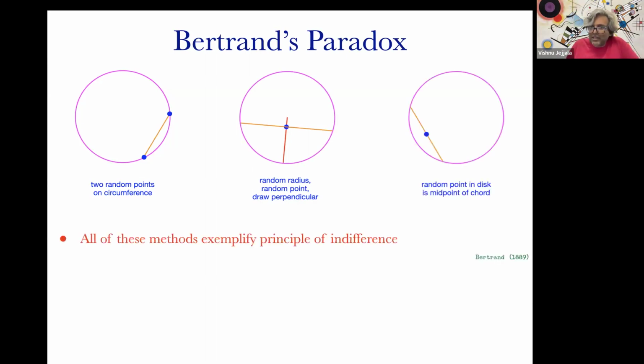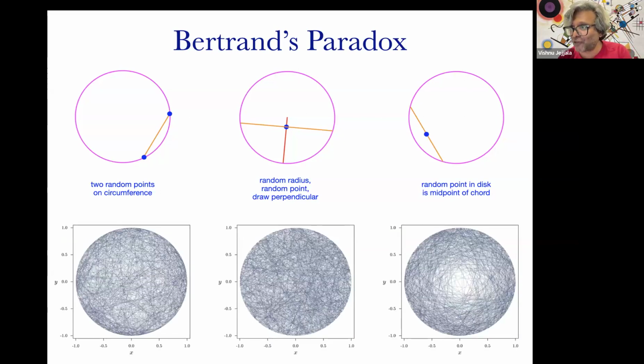A third way is to choose a random point in the disk and let that be the midpoint of your chord. So all of these methods exemplify the so-called principle of indifference. They're all suitably random in a sense. And Bertrand presented this idea in 1889. So the distribution of chords chosen with each of these different methods looks totally different. And they're all descriptions of the selection of a set of random chords.